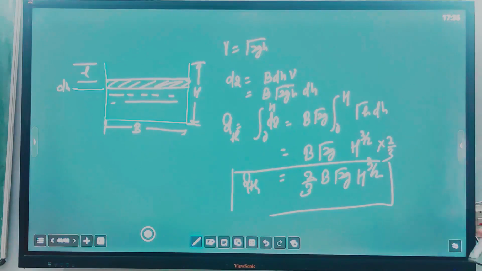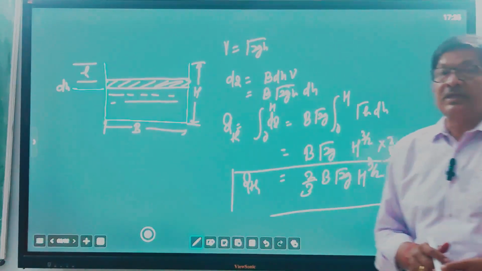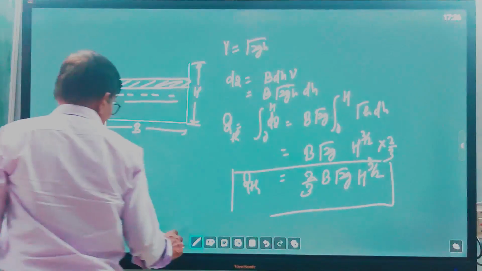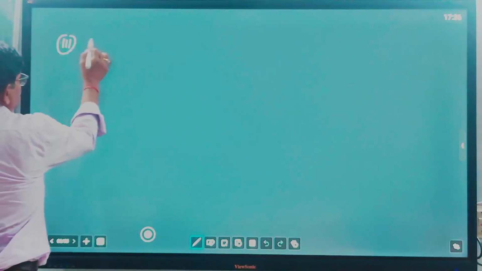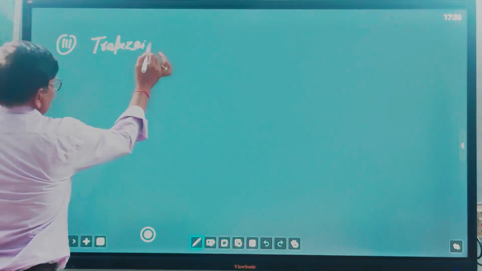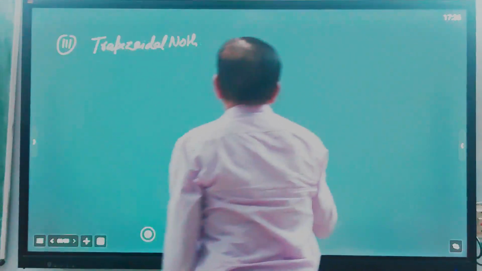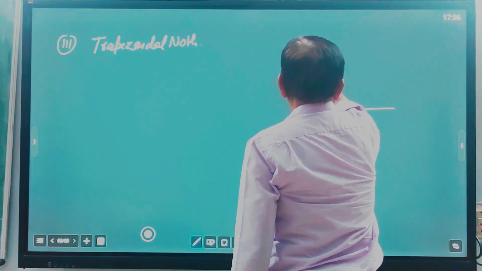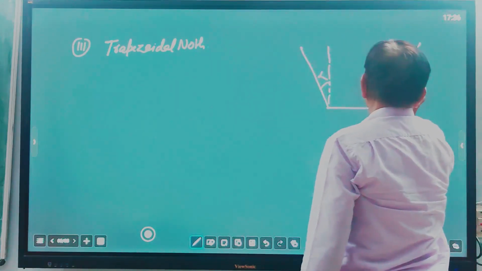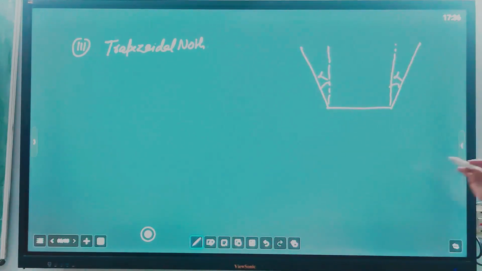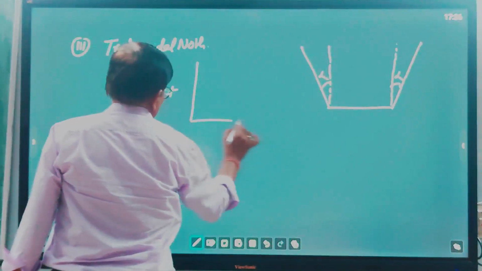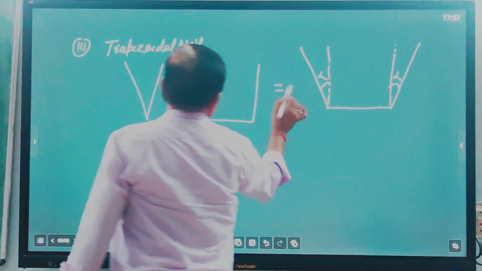So next one is the discharge from the trapezoidal notch. It is a combination of triangular notch and rectangular notch. The third one is the trapezoidal notch. So it is made of the combination of both. This is the base, and this is alpha, and this is alpha, half angles, because it is a combination of V notch plus rectangular notch equal to trapezoidal notch.